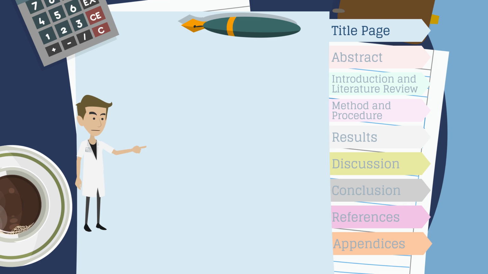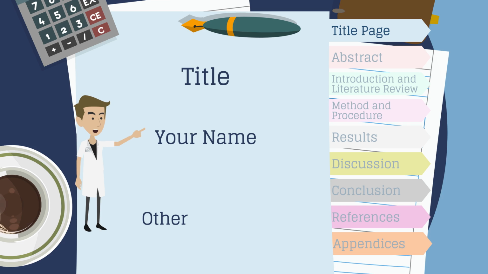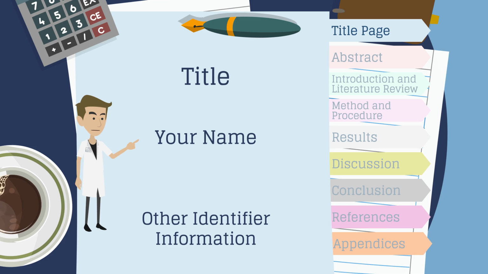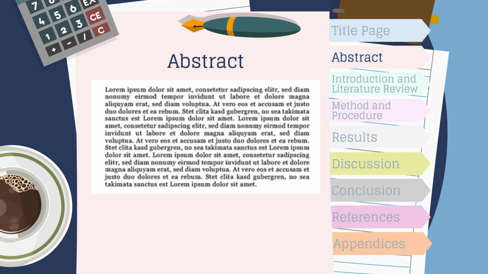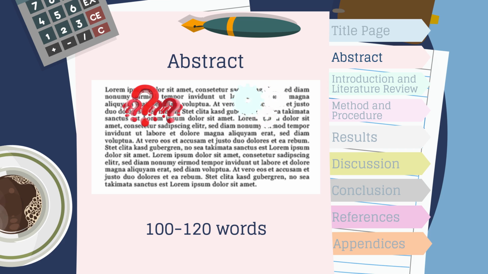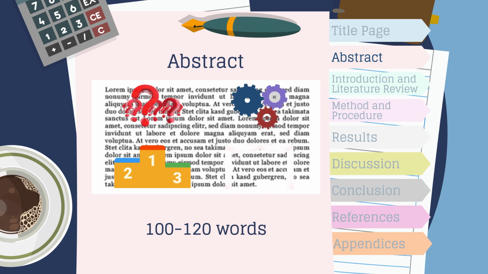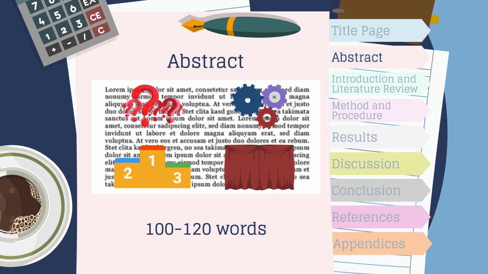First and foremost, the title page should include the title of the paper, your name, and other identifier information. Next, an abstract is the short summary of the entire paper. This should be around 100 to 120 words. The abstract should include the problem or issue, the method, the results, and major conclusions. Pro tip: write the abstract after you have finished writing the rest of the paper.